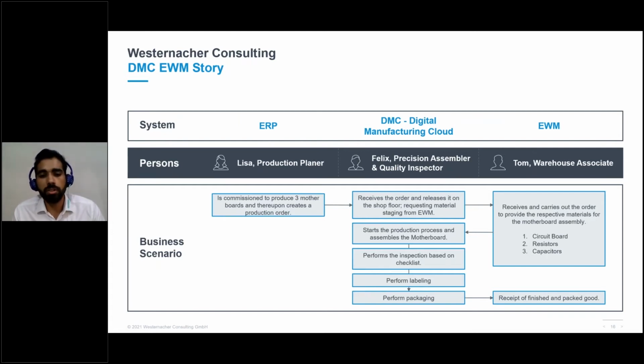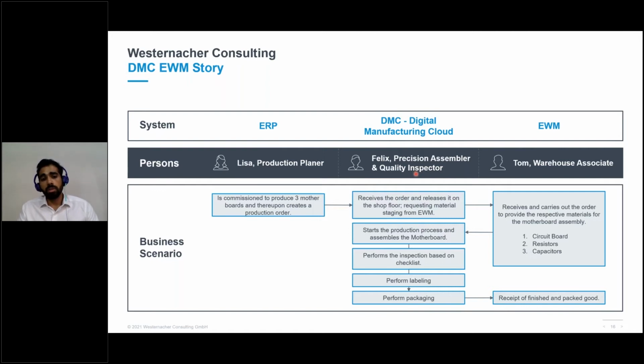We have a short story with us, and we have 3 characters. Firstly, we have Lisa, who is the production planner. Lisa has a lot of stuff to do besides the MRP and balancing load across the lines. But for our story today, Lisa will be creating a production order and releasing it. We have Felix, who will be working in DMC, the Digital Manufacturing Cloud. Felix is the precision assembler and the quality inspector.